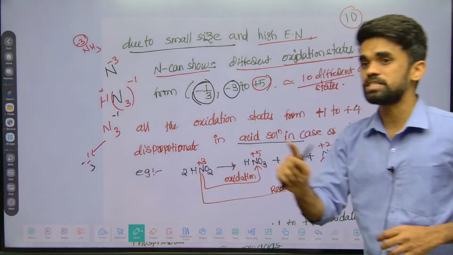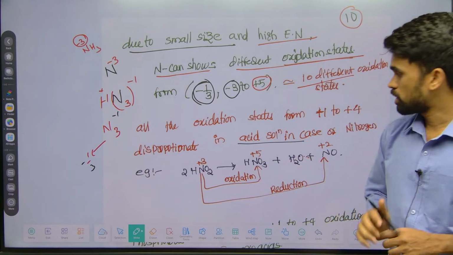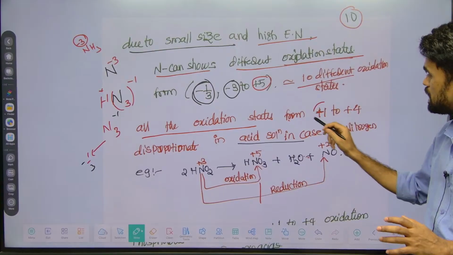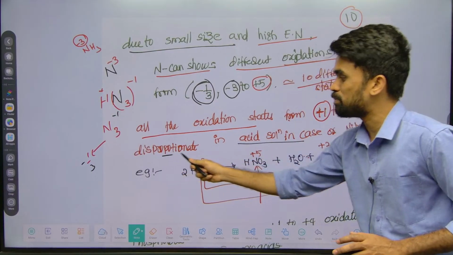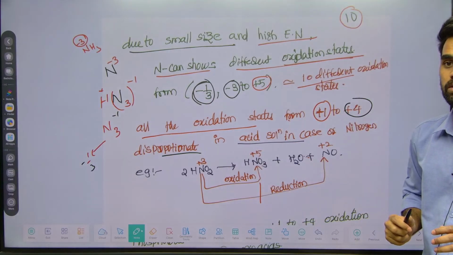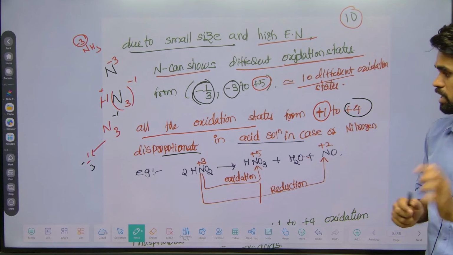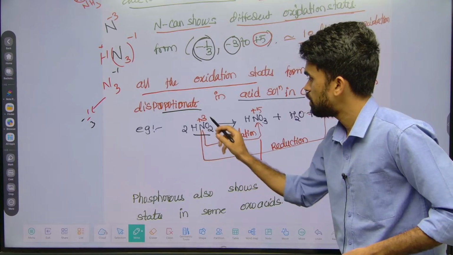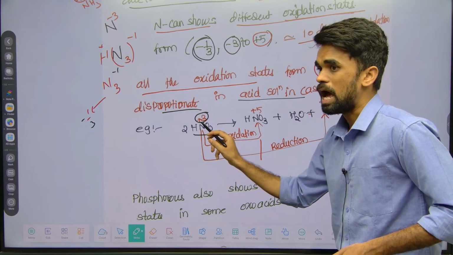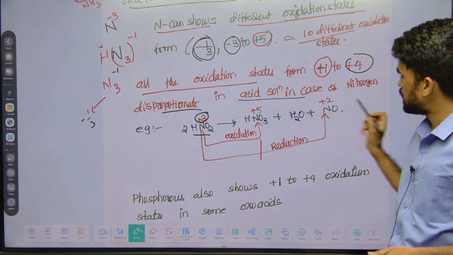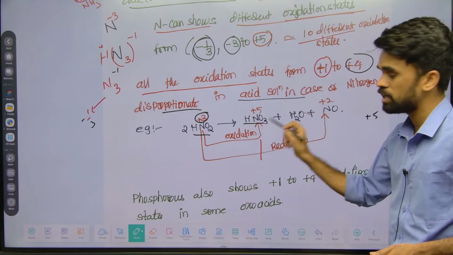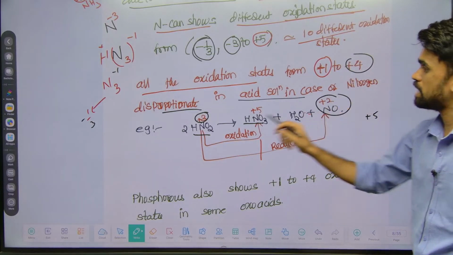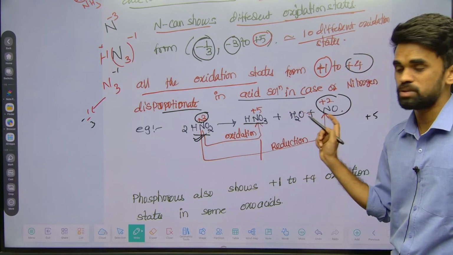Now what is the maximum oxidation state of nitrogen? +5. Now look at this. All the oxidation states of nitrogen from +1 to +4 can undergo disproportionation. Disproportionation means the same element undergoing oxidation and reduction. For example, take nitrous acid, HNO2. What is the oxidation state? +3. Now this +3 can convert into +5, a higher oxidation state, HNO3, and can also go to a lower oxidation state. Here it is forming +2. So can I say this element is undergoing a disproportionation reaction, both oxidation and reduction?